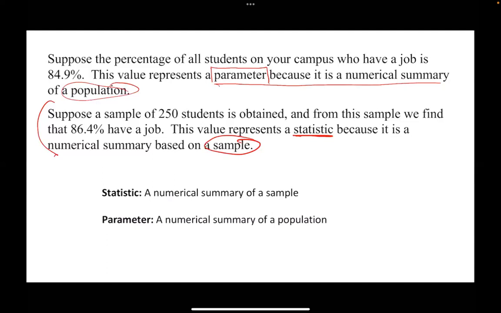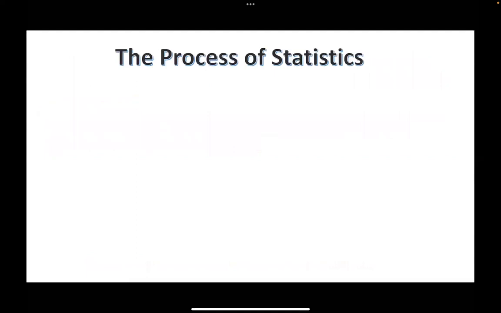All right, moving on. The goal of inferential statistics is to use statistics to estimate parameters. So use a sample to estimate the population. That's important, but you don't have to remember that. Once again, this process of statistics just gives you an idea of how statisticians work. You will not be required to recall this process.